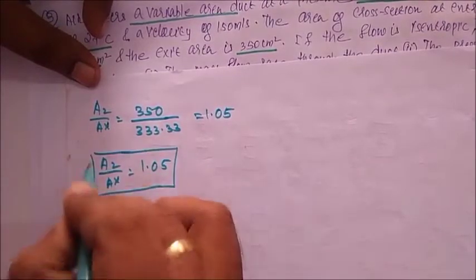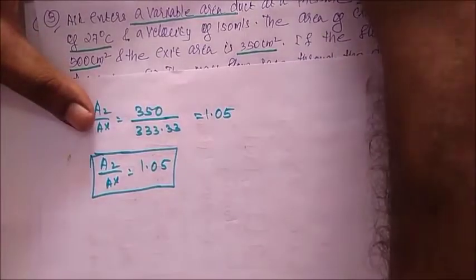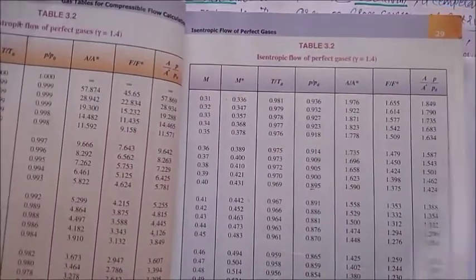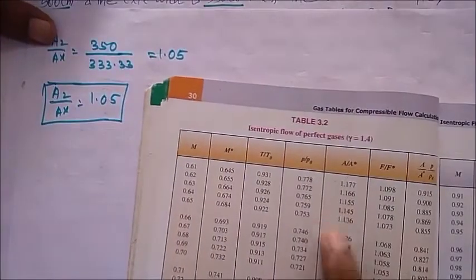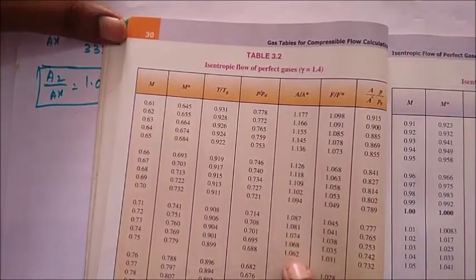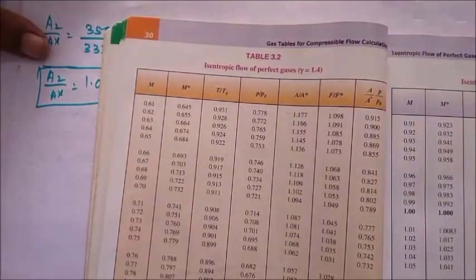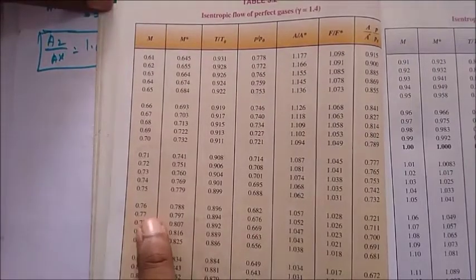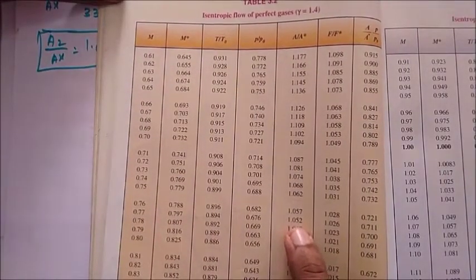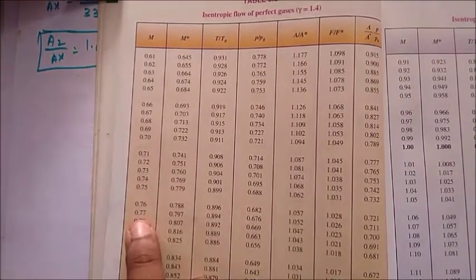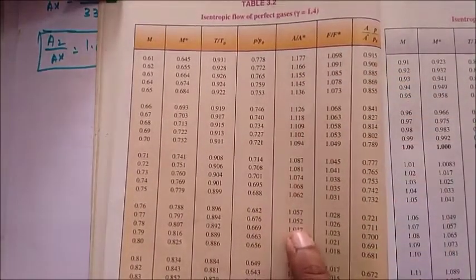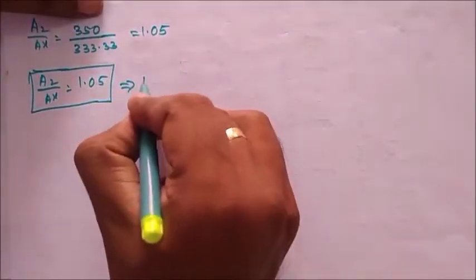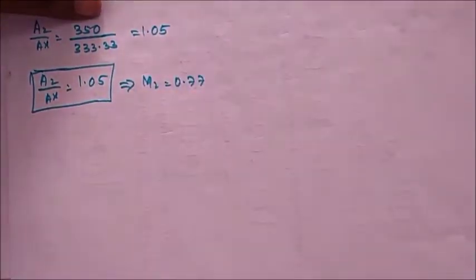Okay, corresponding to this 1.05, what value do we find out? We find the value of the Mach number. Page number 30, A by A star equal to 1.05. The table gives 1.052 and 1.047, so the value is approximately 0.77, 0.78. We can take M2 is equal to 0.77. So A by A star is equal to 1.05, and the corresponding Mach number is 0.77. That is, M2 is equal to 0.77.